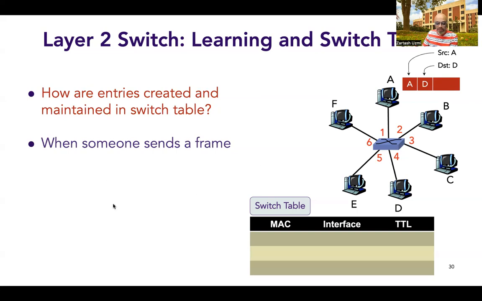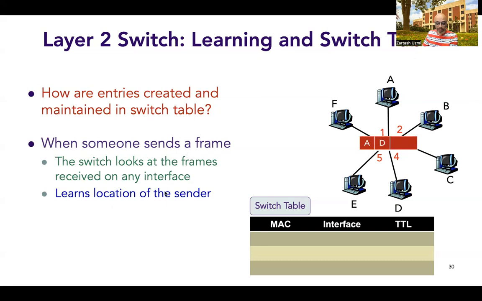When someone sends this kind of frame and it comes to the switch, the switch will look at the frame and learn the location of the sender. It knows that A has sent this frame, and which interface A is connected to. So it will record the entry in the table. It will put the MAC address of A here and the interface through which A is accessible here, and the time to live, or the time after which this entry will not be valid, once again to accommodate any movement of host A from this interface to any other interface.